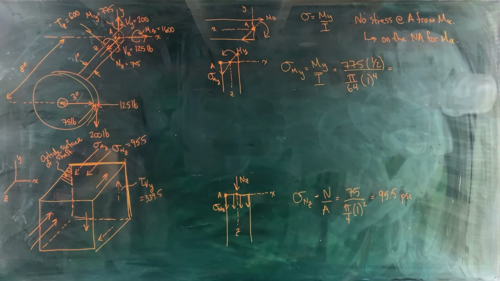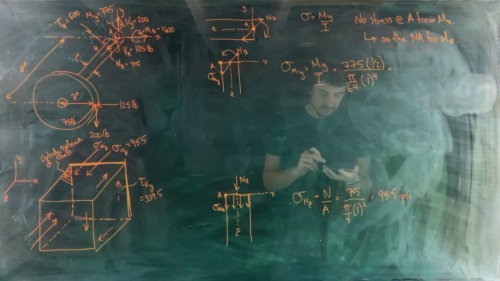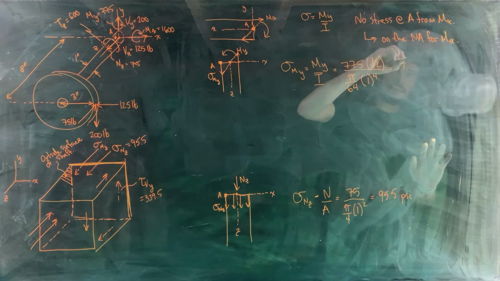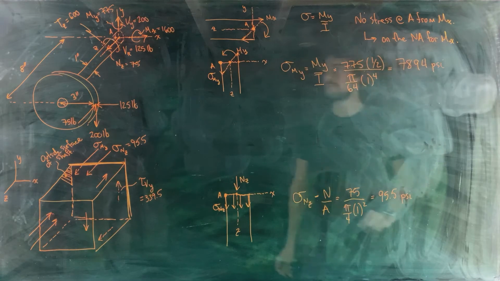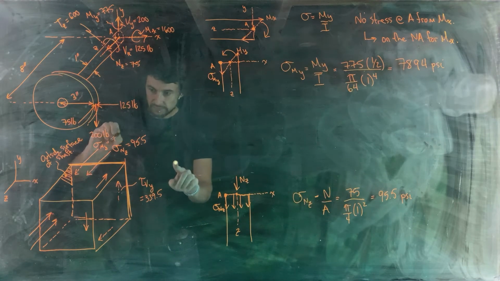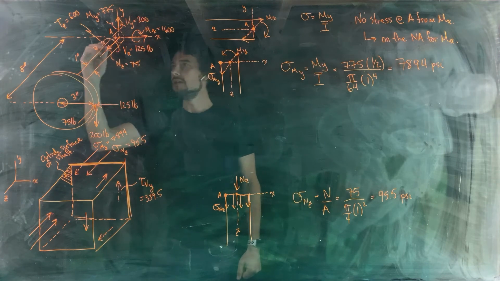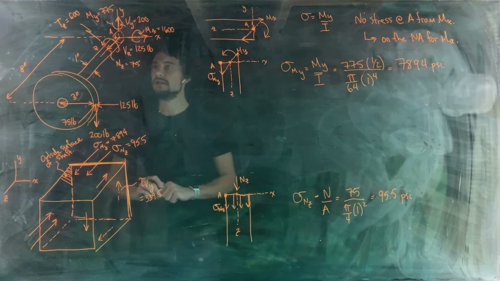Okay, the value of that, I've got 7.9 KSI written down, but we've been dealing with PSI, so let's look at what that is as a non-decimal value in PSI. So we've got 775 times 64 divided by 2 pi. 7,894. 7,894 PSI. There we go.